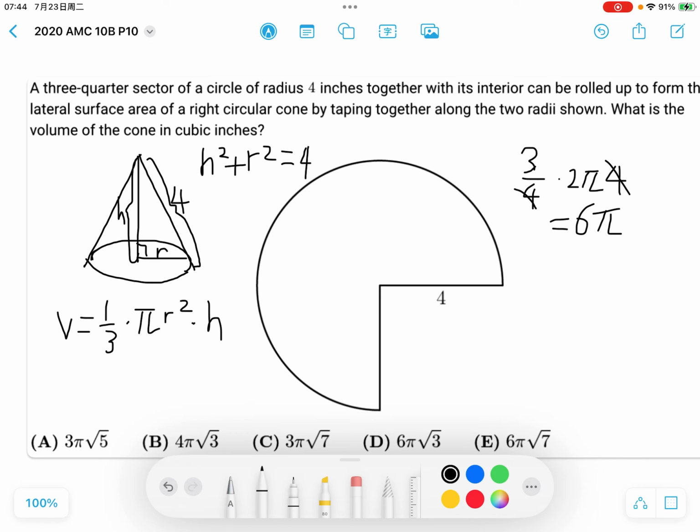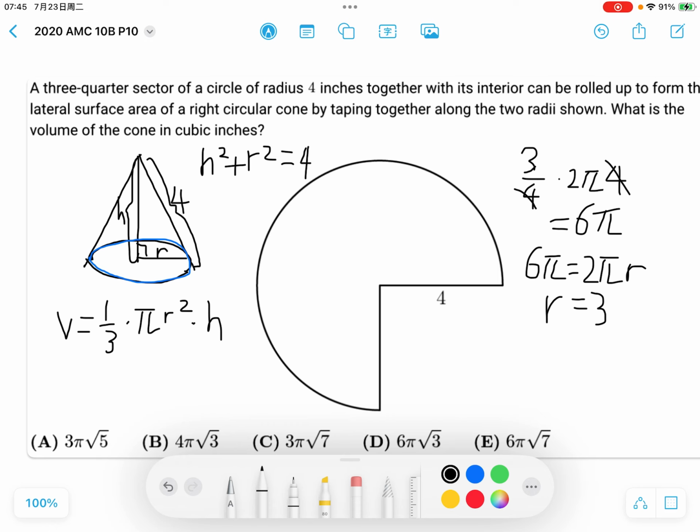So what does this tell us though? Because it's the circumference of a 3/4 of a circle. If you actually tape these two sides together, you get that 6 pi is actually the circumference of the small circle underneath. So 6 pi is actually this part. This tells us about the radius, because we know that the circumference is 2 pi r.